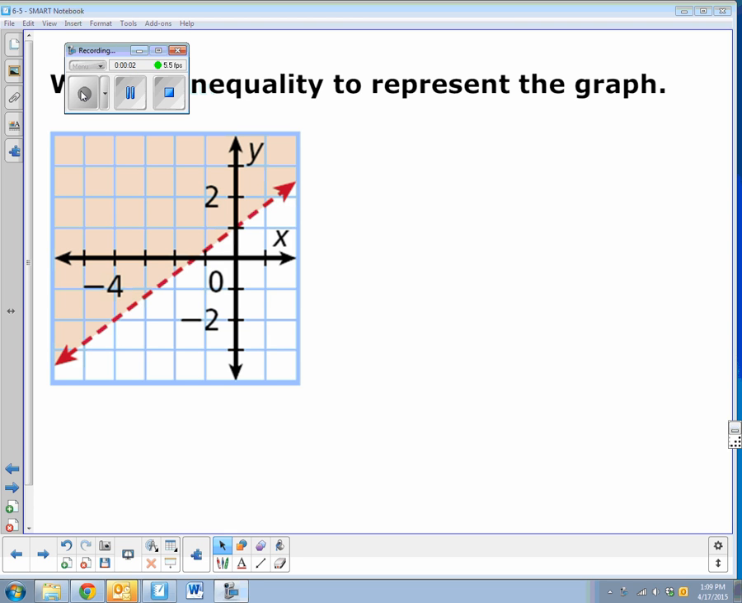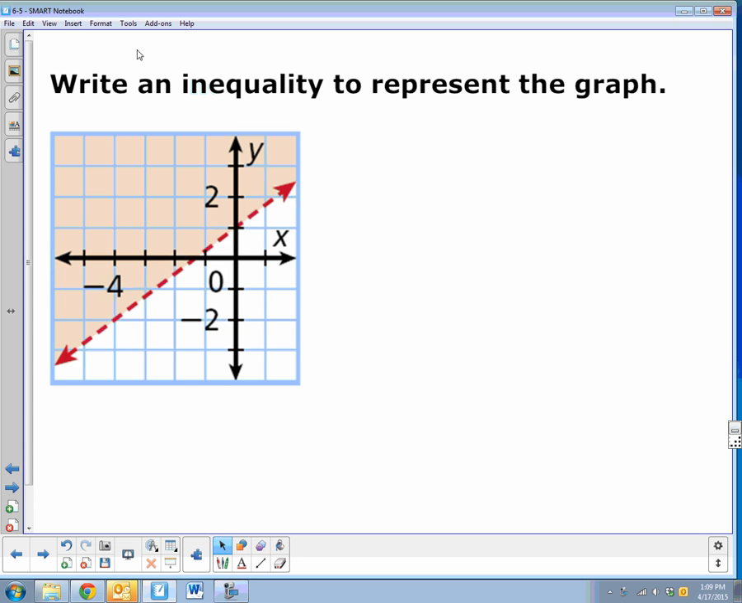Continuing to look at inequalities, or linear inequalities, we have a graphed linear inequality. We're going to be asked to write the inequality that goes with that graph. So I'm going to do two examples with you, and then you can try a couple on your own.